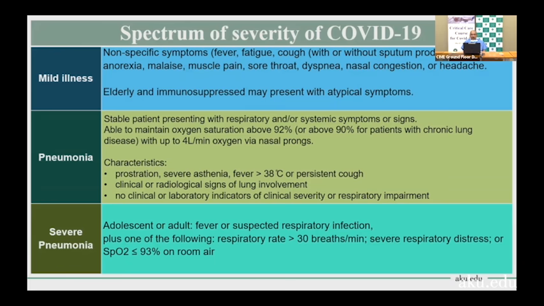The last is severe pneumonia. The second stage goes to the severe form, with a respiratory rate of more than 30 breaths per minute, severe respiratory distress, using accessory muscles, looking under stress and tiring, and a low oxygen saturation on room air. This type of patient needs HDU, or may go to intensive care as well if the clinical judgment says so.